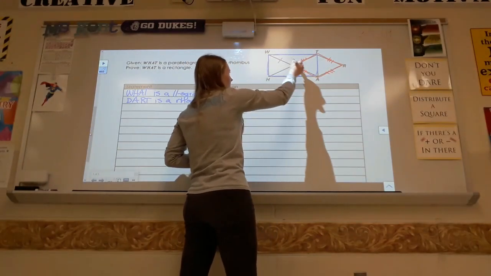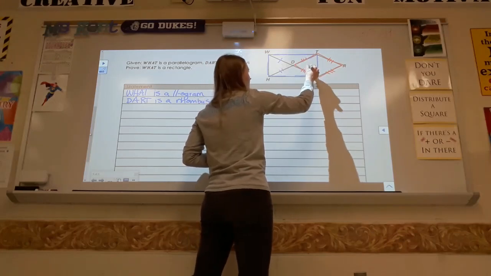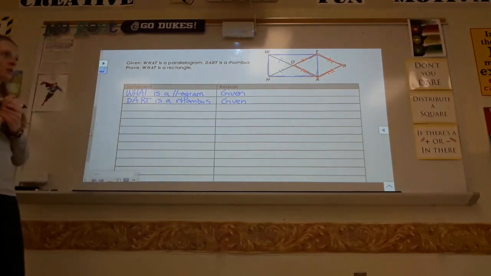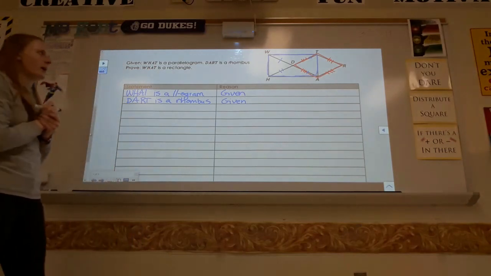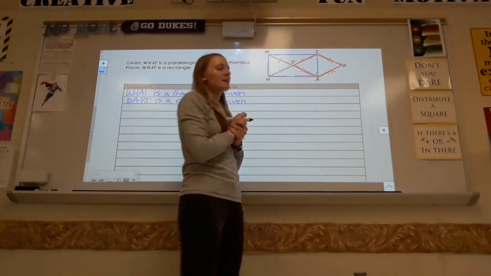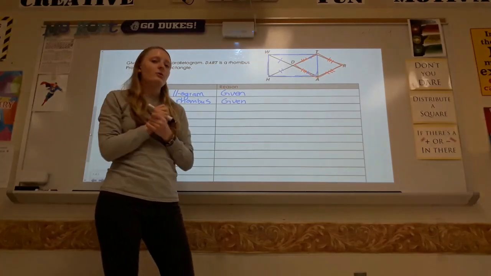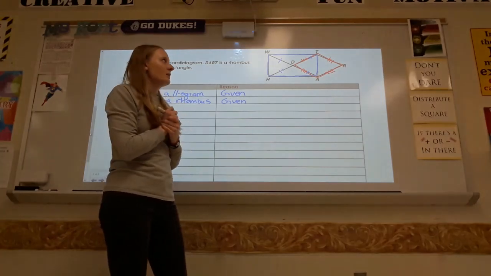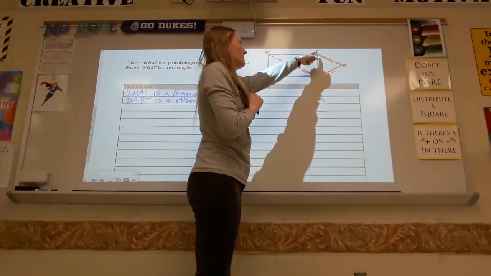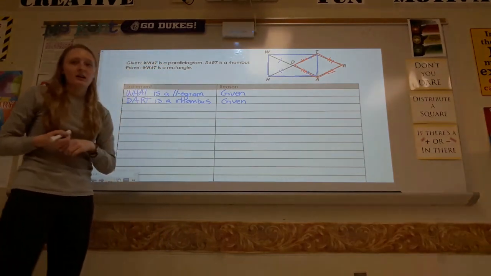So I know that these are going to be equal, and these are going to be equal. I'm just going to mark that so we can see. Hopefully you can see where we're heading with this. Since I'm trying to prove that WHAT is a rectangle, what's unique about a rectangle with its diagonals is that the full lengths are equal. So I'm going to try to show that this full diagonal is congruent to this full diagonal, using the rhombus to guide us.